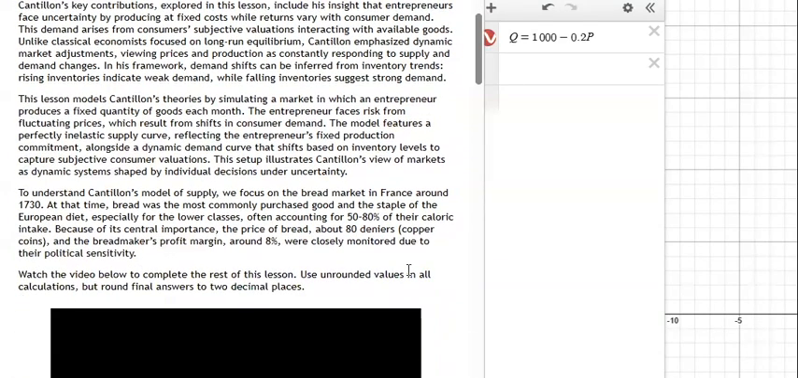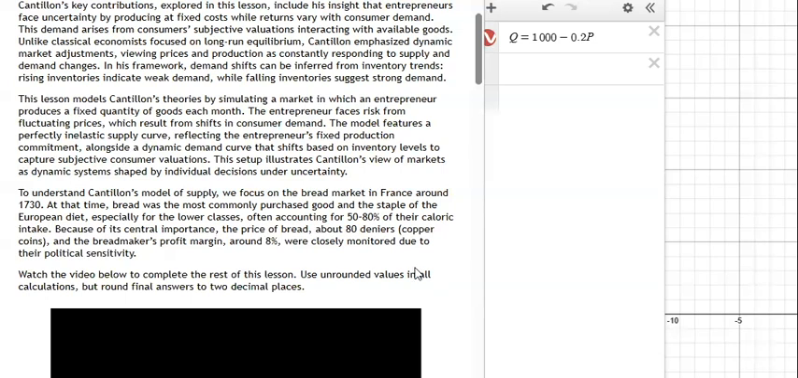This lesson models Cantillon's theories by simulating a market in which an entrepreneur produces a fixed quantity of goods each month. The entrepreneur faces risk from fluctuating prices, which result from shifts in consumer demand. The model features a perfectly inelastic supply curve reflecting the entrepreneur's fixed production commitment, alongside a dynamic demand curve that shifts based on inventory levels to capture subjective consumer valuations. This setup illustrates Cantillon's view of markets as dynamic systems shaped by individual decisions under uncertainty.